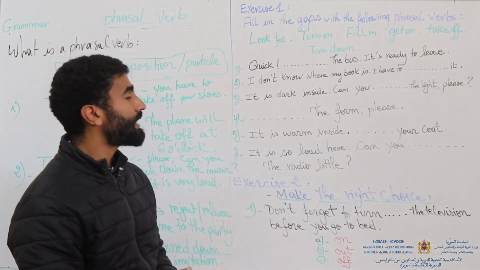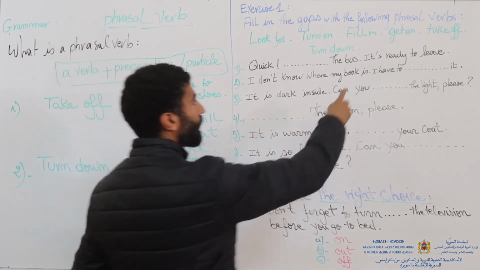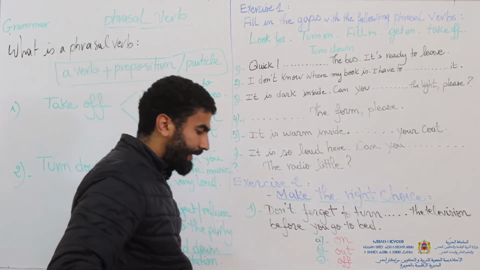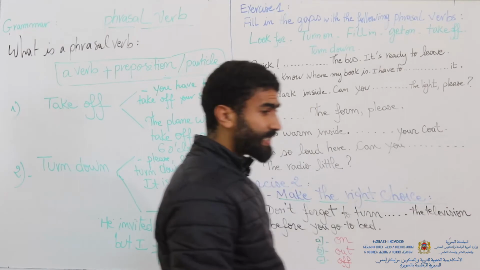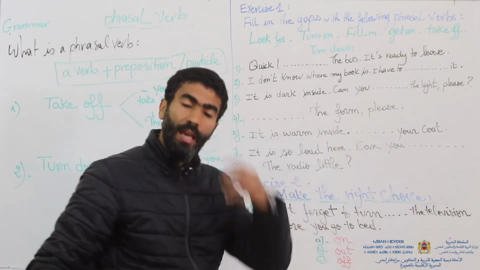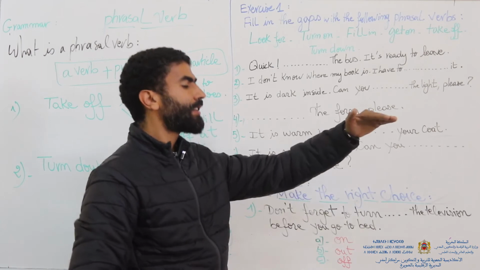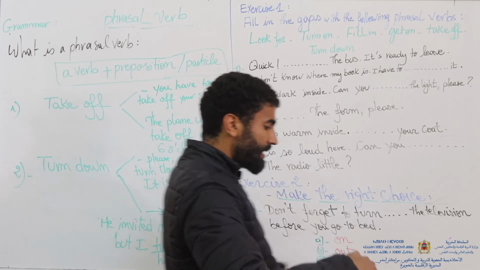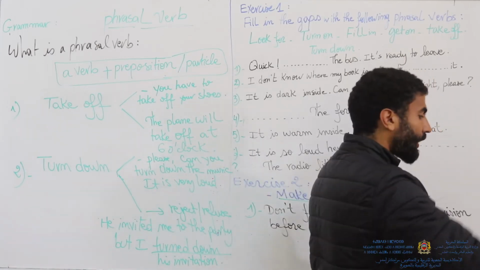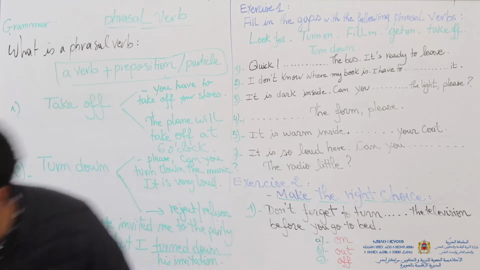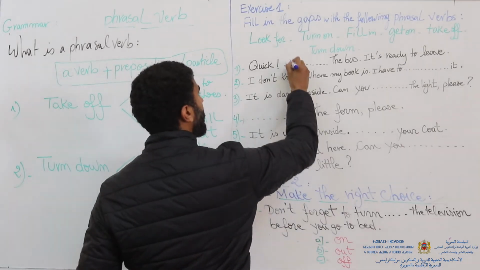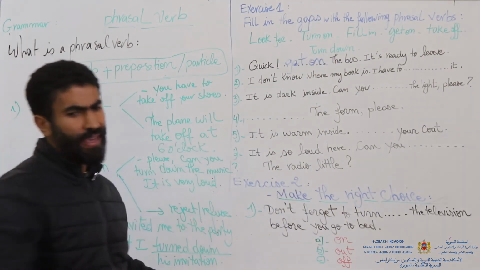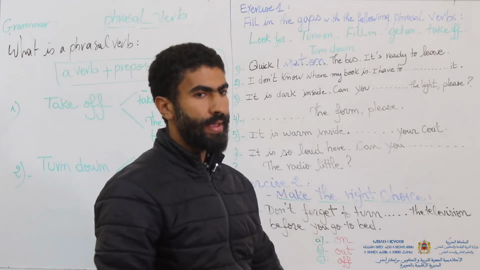So when we use get with the preposition on, it's all the time when you have stairs. So that's get on the bus. Because the bus has got stairs. Even the train, we say get on the train. The plane also has stairs. Get on the plane or get on the bus. So in here we have get on. Quick, get on the bus. It's ready to leave.